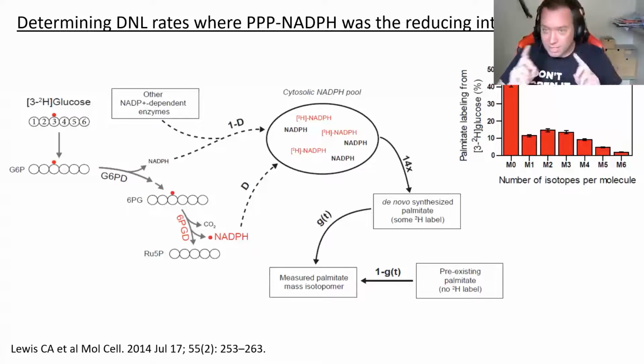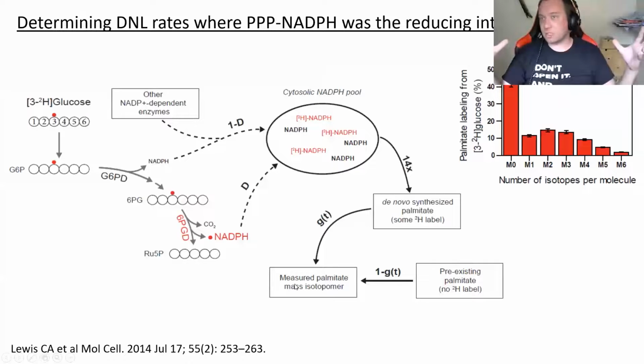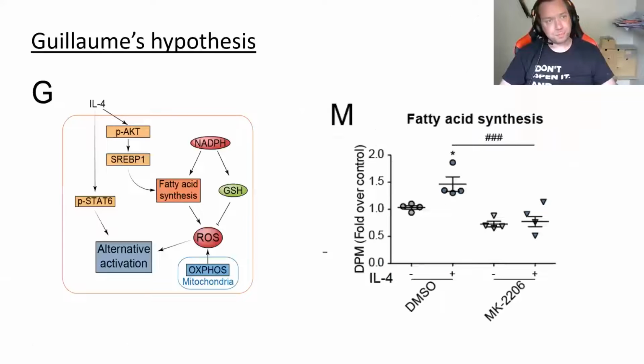So actually what we ended up doing was to calculate the enrichment of the NADPH pool, as well as the fractional synthesis rate of palmitate, by just measuring the isotope distribution of palmitate. I'm going to show you how we did it. And first of all, I'm going to tell you why we wanted to do it.